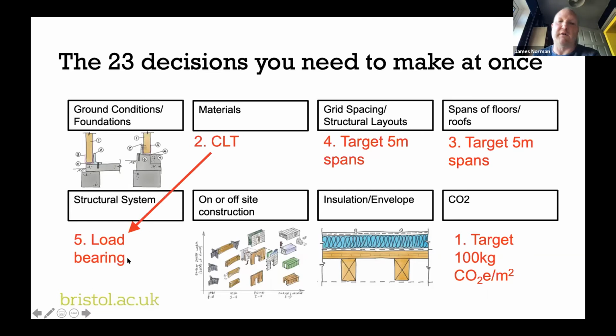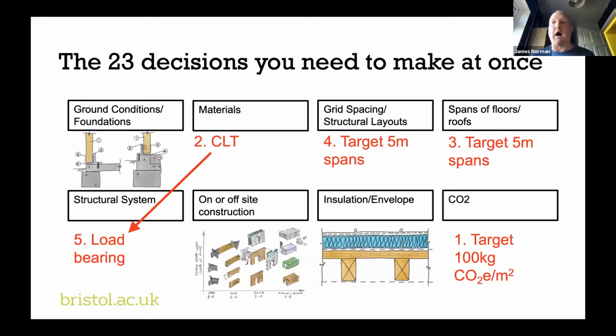Now, if we're using CLT, that potentially pushes us towards a load bearing solution. What I mean by that is, rather than having columns and then beams and then slabs on beams, we'll have structural walls and then we'll span between those walls. There are lots of reasons why you wouldn't do that. One of the things I'm thinking about at the moment is future flexibility. The downside of load-bearing walls is it does make it harder to change the way we use spaces later on. So we might say, well, actually, I don't want to go for load-bearing.